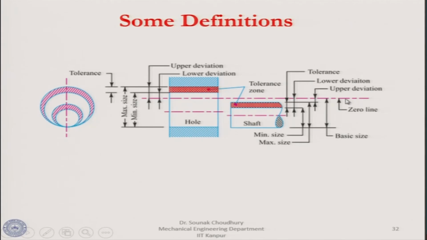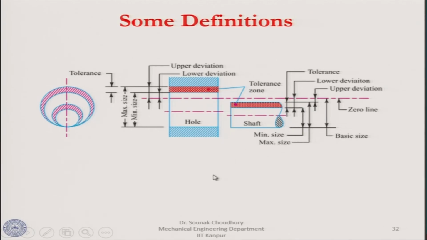With respect to the 0 line, we will show the upper deviation, lower deviation and the tolerance here, with the basic size of the shaft and the hole. So, with the minimum size of the hole here and the maximum size of the hole here. Similarly, for the shaft also it is shown here, you can see this.